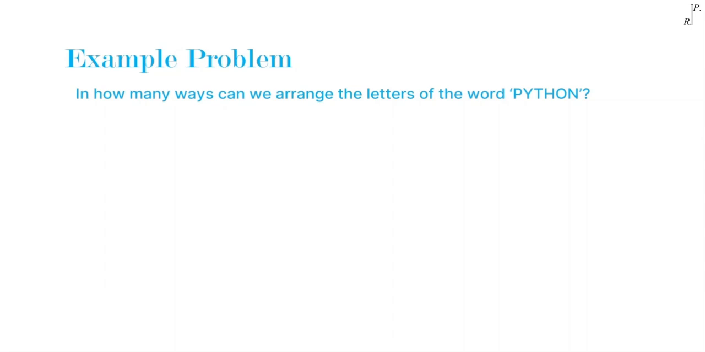Now let's take some examples. The first example problem says, in how many ways can we arrange the letters of the word Python? The word Python has 6 letters. You can pause the video here and try to solve it. Alright, the question asks us to arrange the letters. So, every arrangement will be different from one another. That means the order matters here.